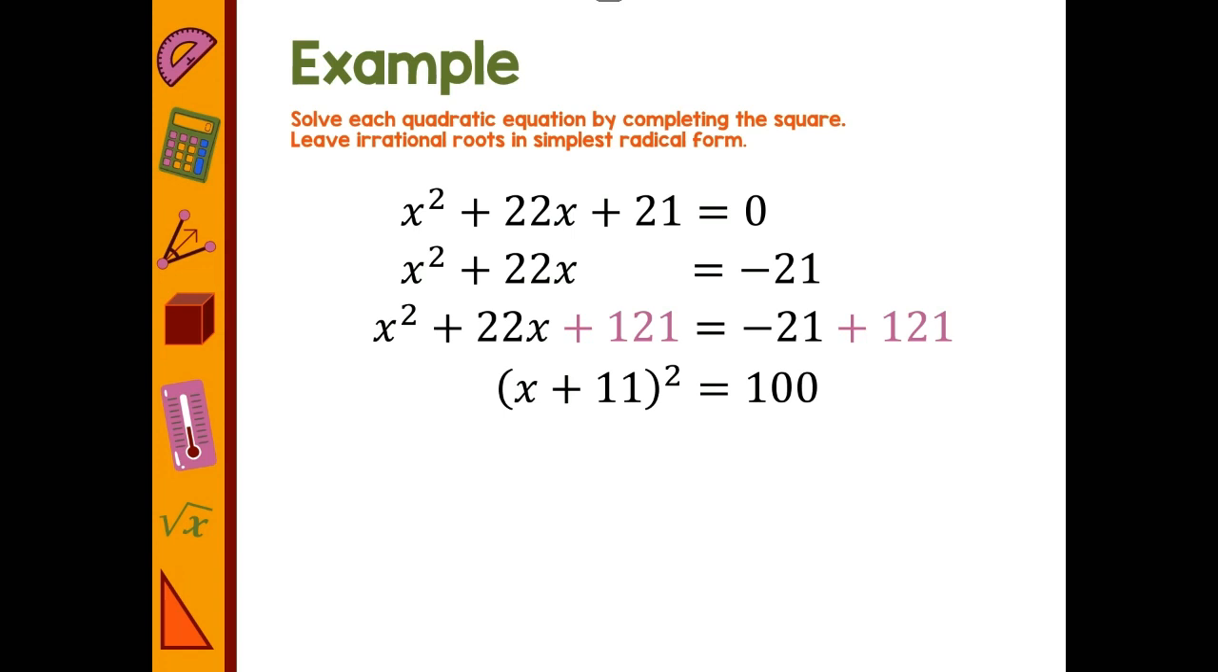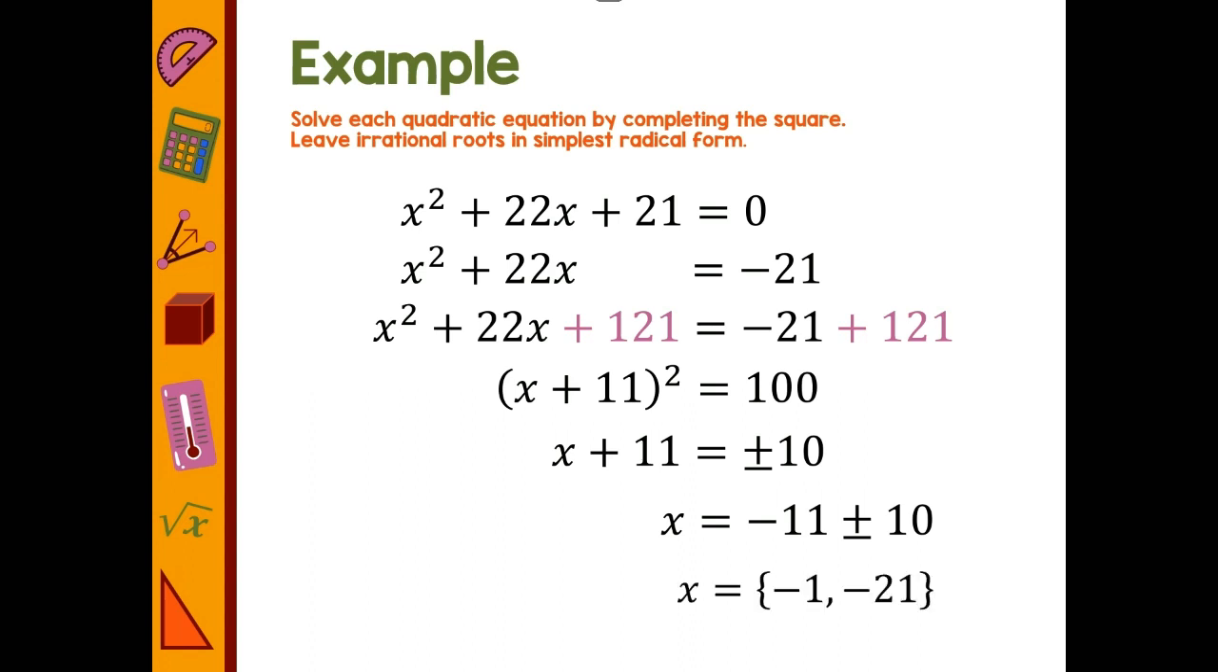Now that I have a squared term isolated on the left side of the equation, I can take the square root of both sides. Square root of (x plus 11) squared is x plus 11. Square root of 100 is 10, so when I take the square root, I have a positive and negative solution, so I have plus or minus 10. Isolating the x, I can subtract 11 from each side, so I have negative 11 plus or minus 10. So negative 11 plus 10 is negative 1, and negative 11 minus 10 is negative 21.